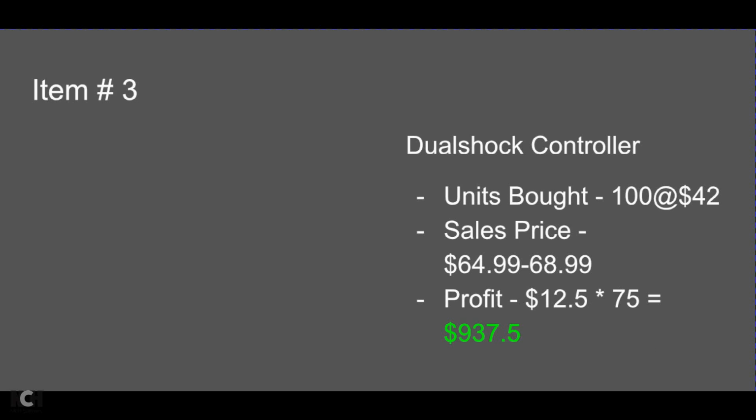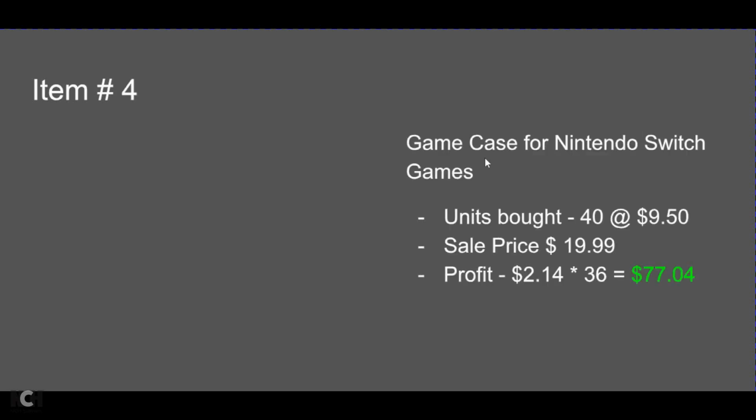And another item that I decided to buy was a game case for Nintendo Switch. I can't show you the image again because I'm still selling it, but I bought 40 units at $9.50 and I sold it for $19.99. The sales rank was pretty high on this one. I think it was around 3,000 to 4,000 in video games. So that means you can sell around 30 to 60 games per month.